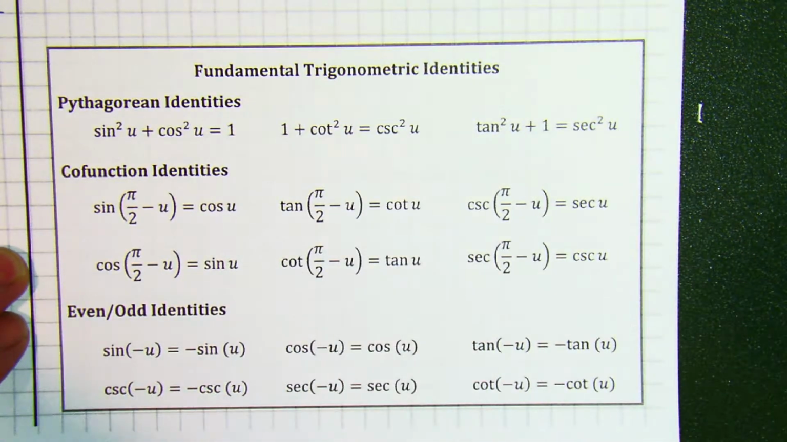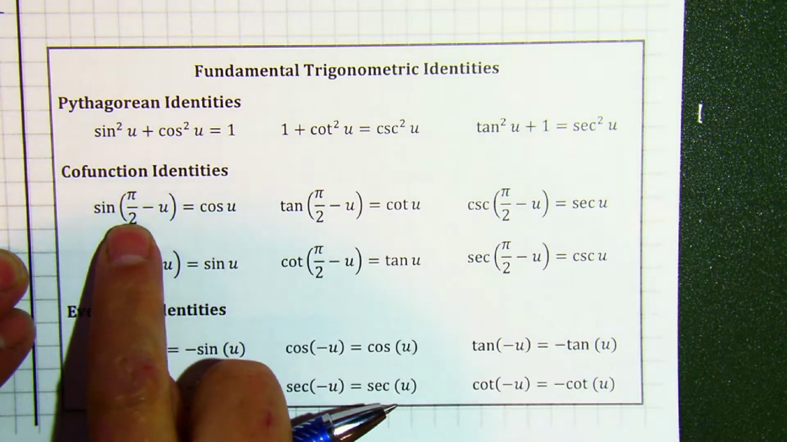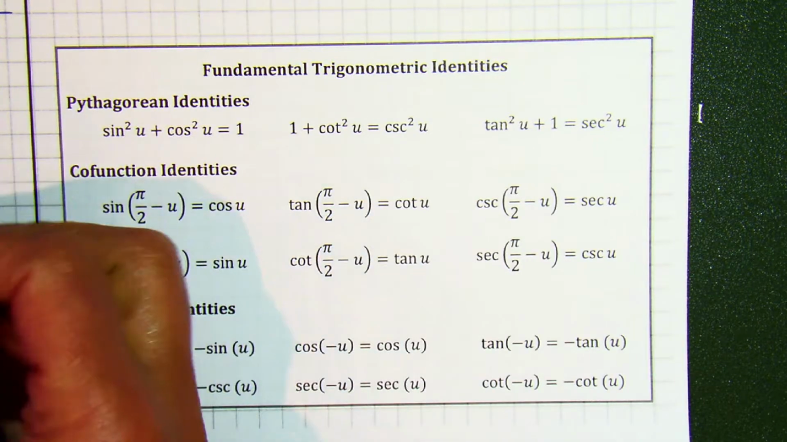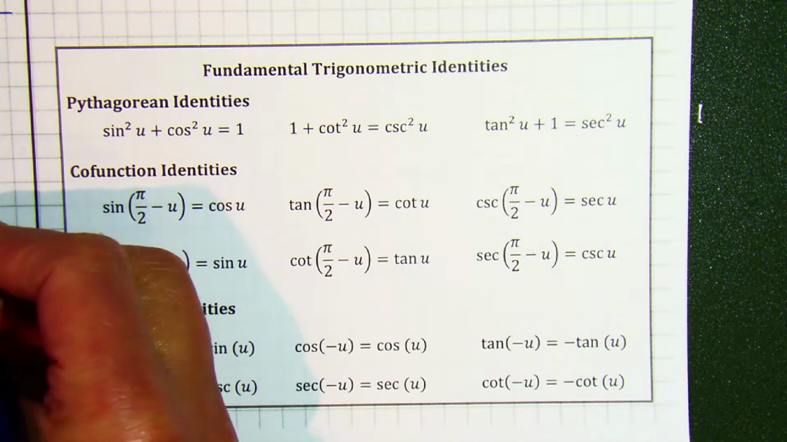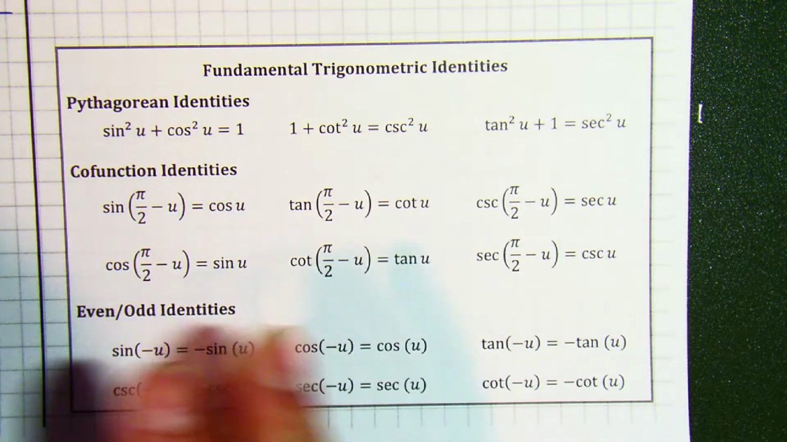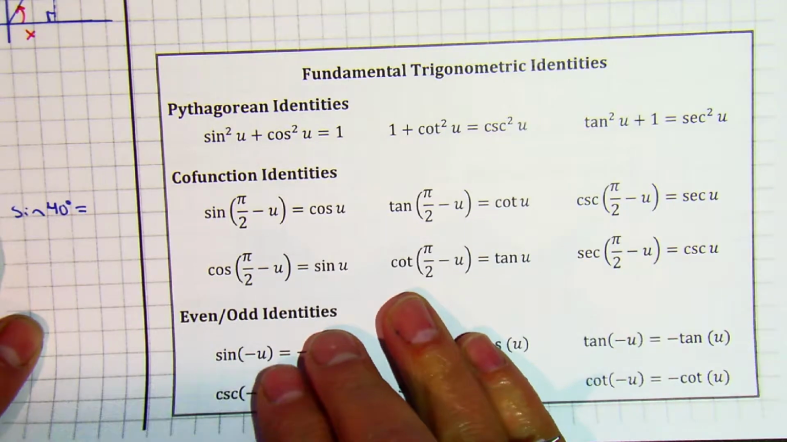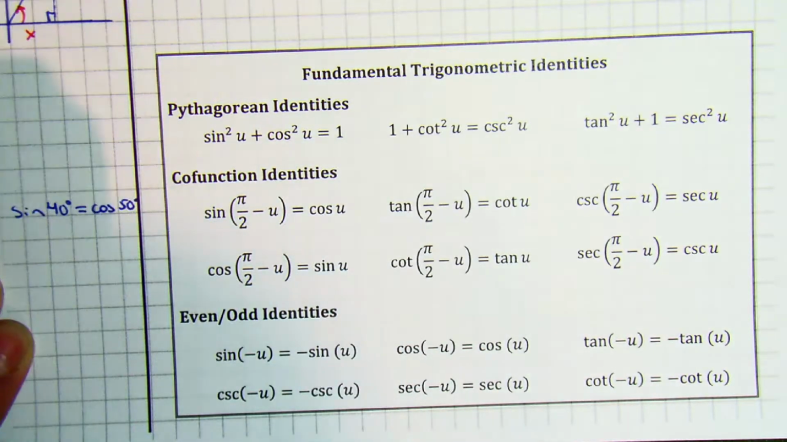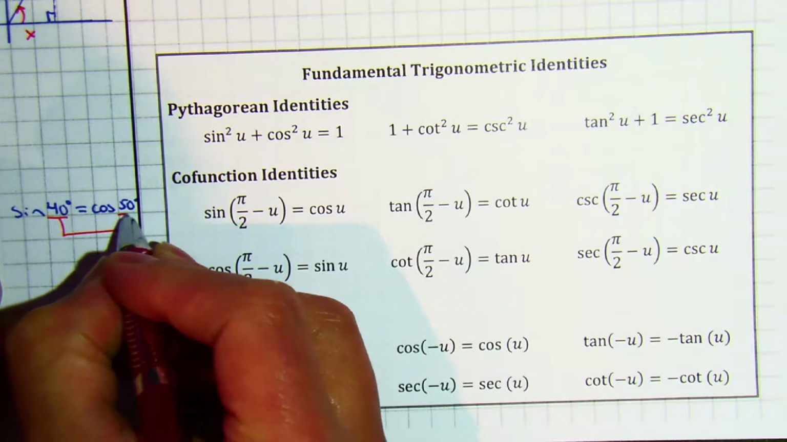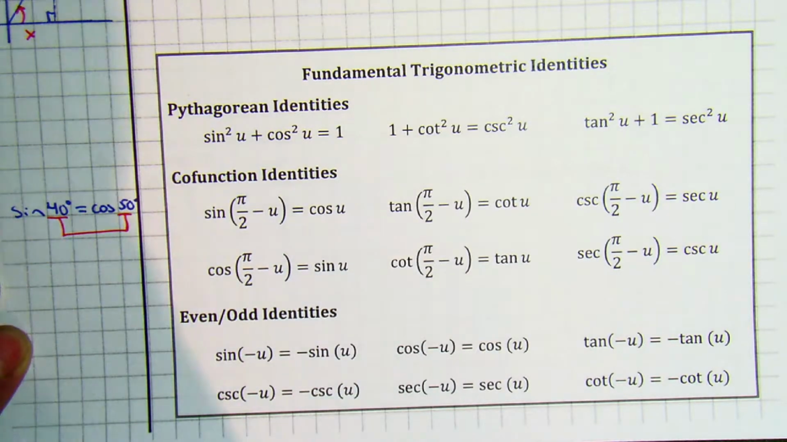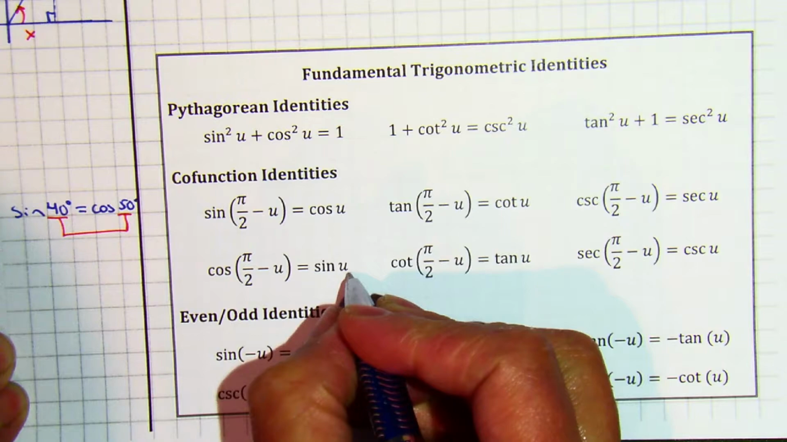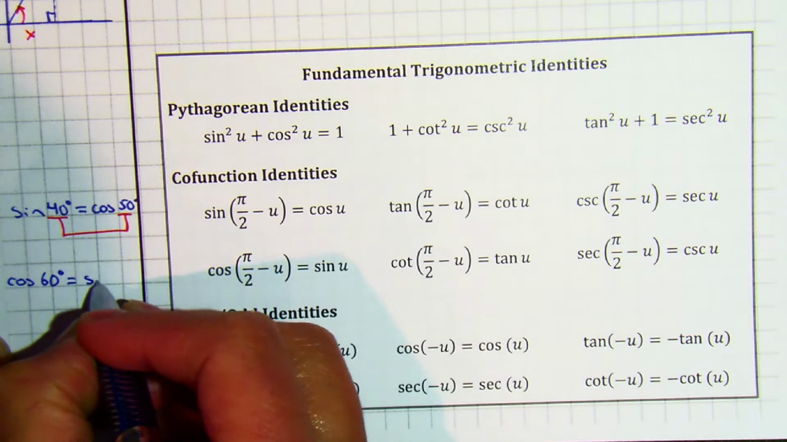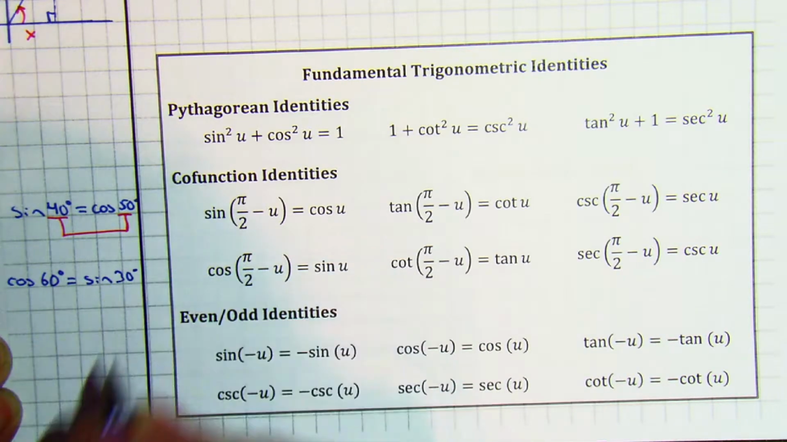We also cover our cofunction identities in section 9.1, where we know that the sine and cosine are cofunctions of each other, correct? If I have the sine of 40 degrees, it is equal to the cosine of 50 degrees, correct? Because together, that gives me 90. We know that cosine and sine are cofunctions of each other, so therefore the cosine of 60 degrees is equal to the sine of 30 degrees.